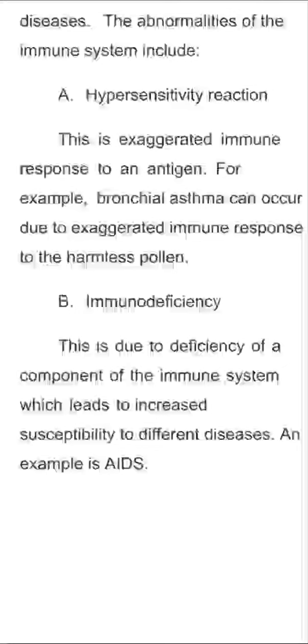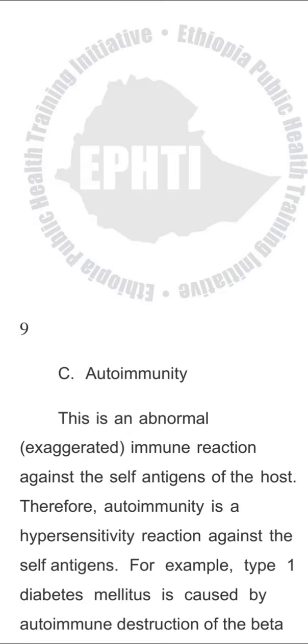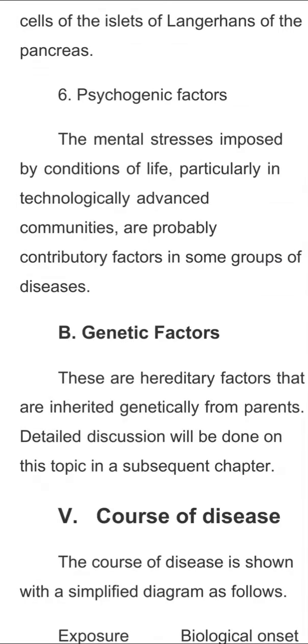Immunodeficiency. This is due to the deficiency of a component of the immune system, which leads to increased susceptibility to different diseases. An example is AIDS. While speaking about autoimmunity, this is an abnormal immune reaction against the self antigen of the host. Therefore, autoimmunity is a hypersensitivity reaction against the self antigen. For example, type 1 diabetes mellitus. It is caused by the autoimmune destruction of the beta cells of the islets of Langerhans of the pancreas.